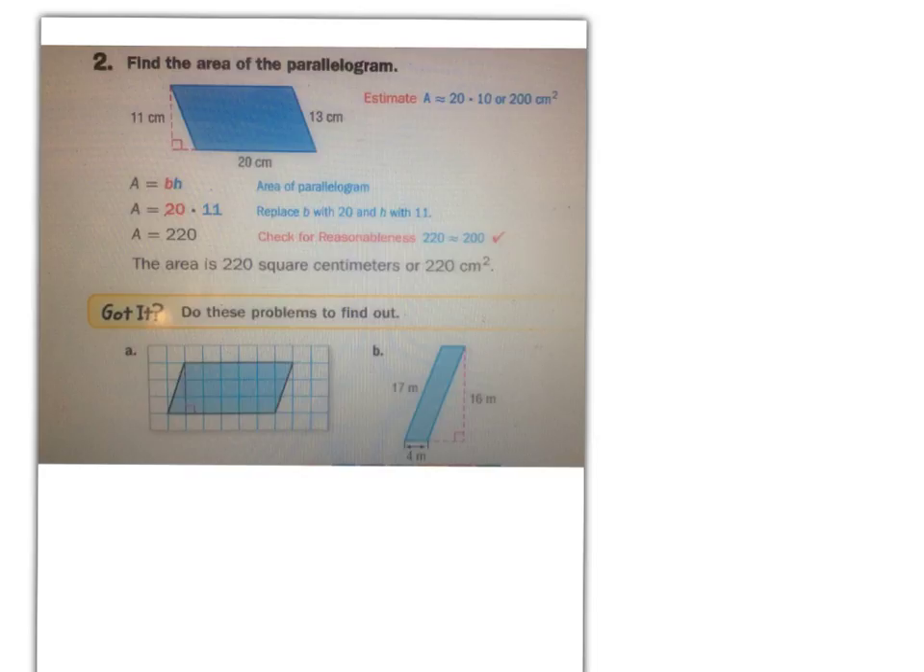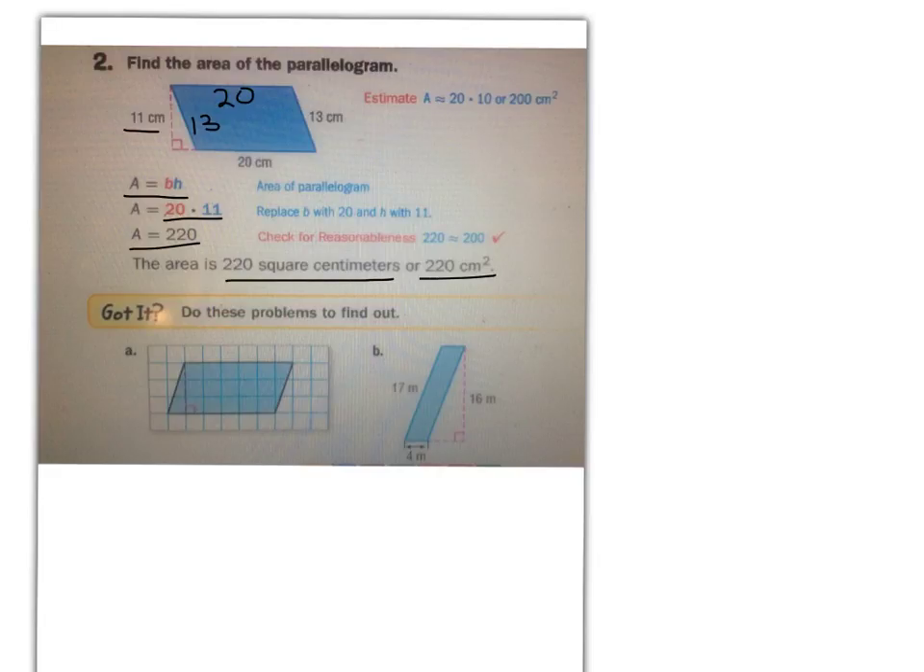Let's go ahead and practice a few more problems. Find the area of the parallelogram below. It shows you here the side length is 20 and 13, so that would mean that this one would also be 20 because they are parallel. That means that the opposite sides are equal in a parallelogram, and that one would be 13. The height is 11. Okay, so the area equals base times height, 20 times 11, which is 220 square centimeters.